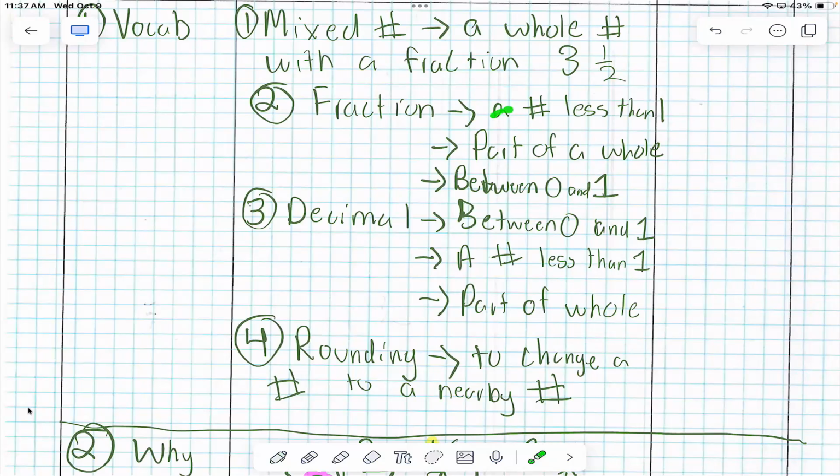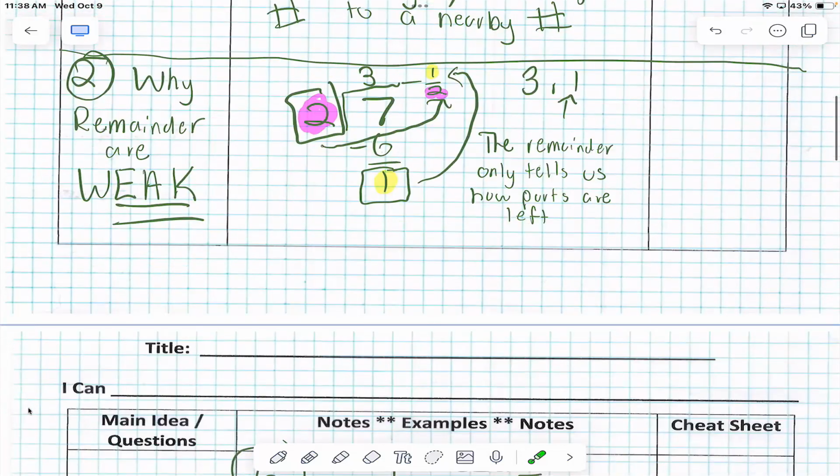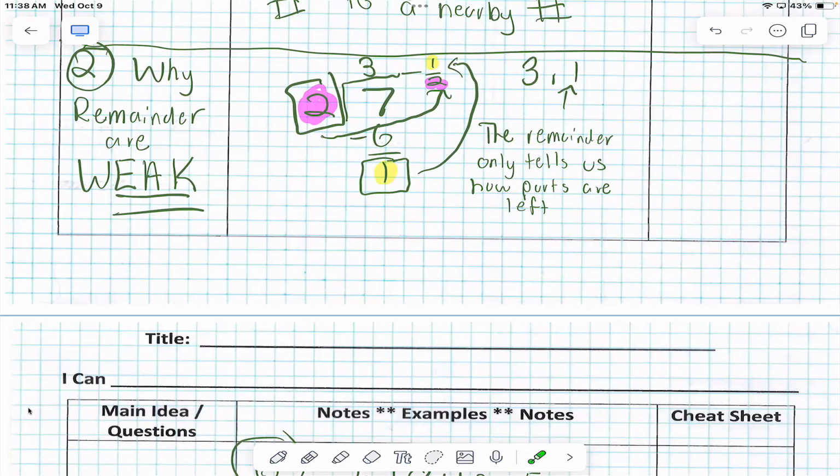And we then looked at a fraction and a decimal. A fraction is a number less than 1, and a decimal is also a number that's less than 1. They also both are part of a whole, and they're both between 0 and 1. Does that mean a fraction and a decimal are very similar, but just a little bit different? Yes. Awesome. So then we went down and we started to divide, and we do not want remainders.